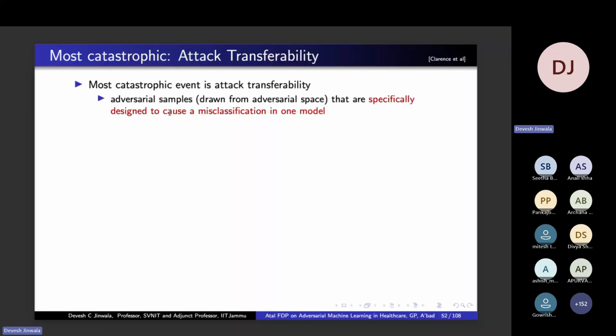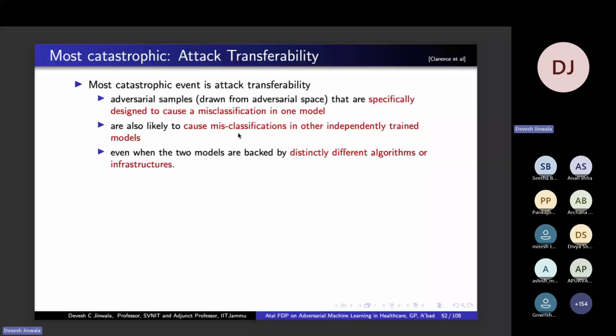Okay, so that's what it says. Adversarial samples which are drawn from adversarial space I showed in a previous graph, which are specifically designed to cause a misclassification in one model and are also likely to cause misclassification in another independently trained model, because there is some relation between those two data. And this can happen in any sort of security application very commonly, because if you think of, say, antivirus software, which is using some of the known features in order to tag something as a virus, and a network packet which will have some of those things introduced in that packet to attack a site. So the data features are going to be related. The adversary would use them to create data on some other model. Even when the two models are backed by distinctly different algorithms or infrastructures used for training them, the adversary would succeed. So attack transferability is another danger in case of such systems.